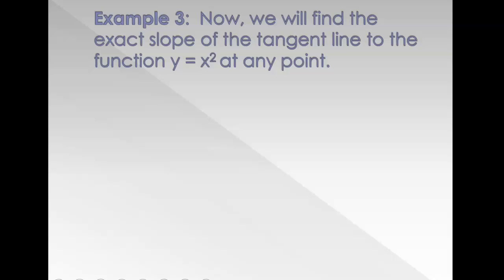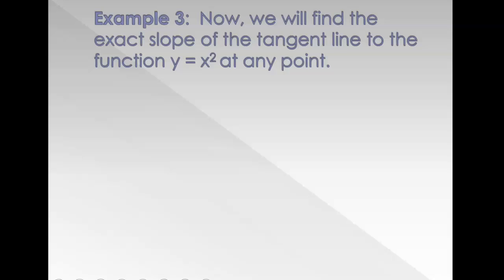What if I didn't want to know the slope at 1, 1? What if I want to know the slope at every point? So now I want to know the general slope. I want to know at 2, 4. And then I want to be able to calculate it at -3, 9. Like, I want to be able to calculate the slope of the line at any point.